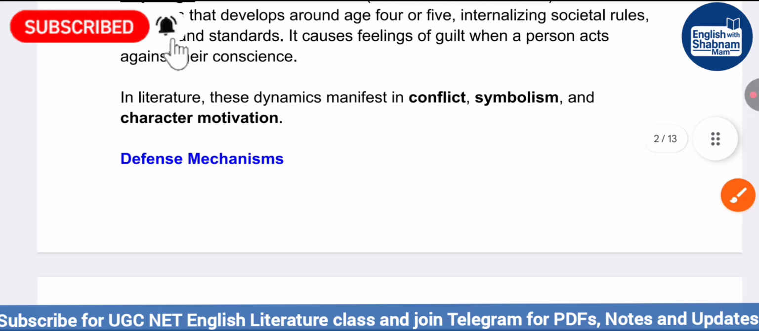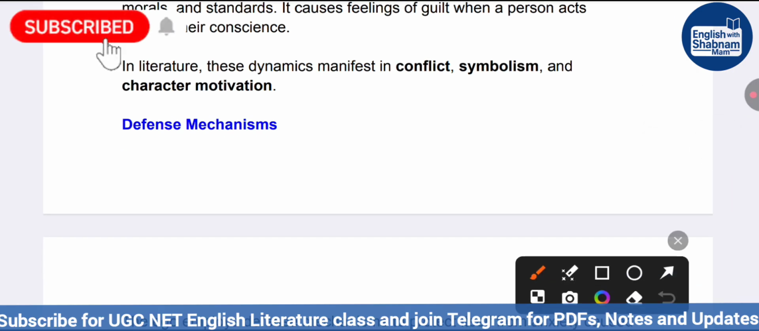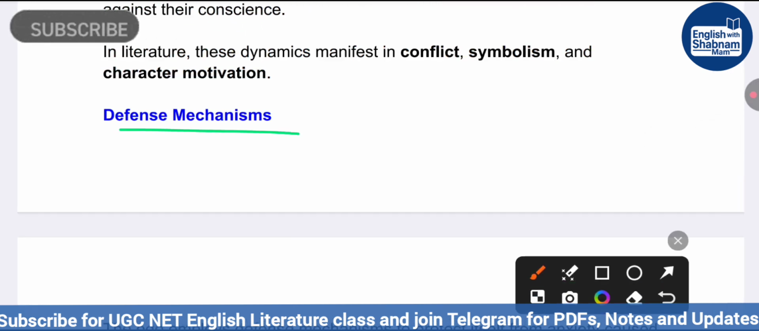Then the defense mechanism he later developed and gave as a concept. There are so many concepts, so you must get familiar with the defense mechanism. What is defense mechanism in psychoanalysis? Defense mechanism is when we protect ourselves, to protect our identity.